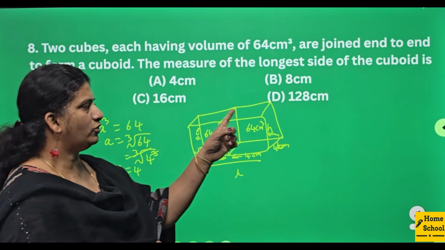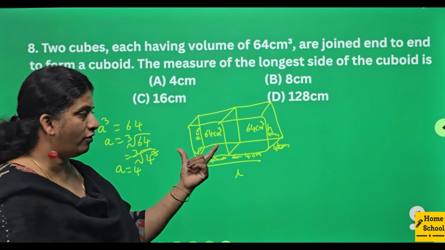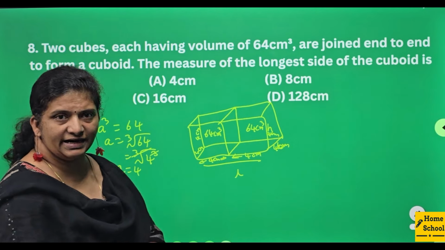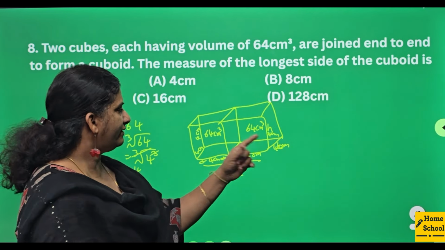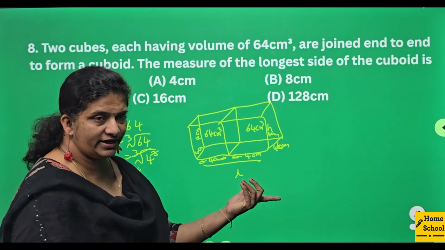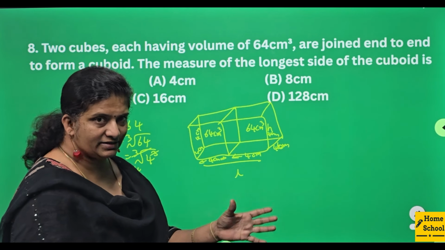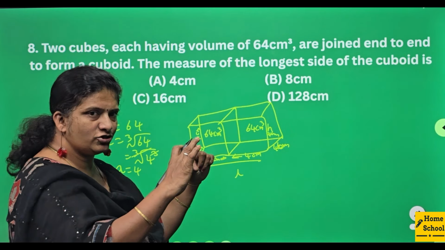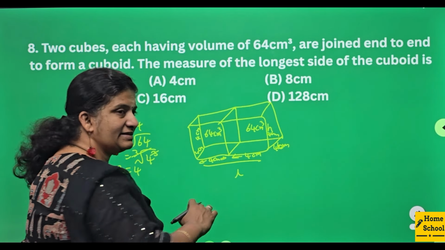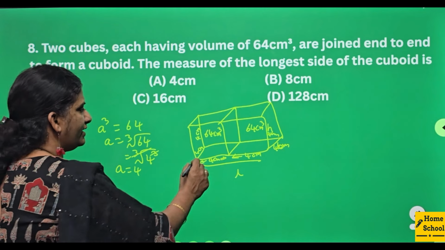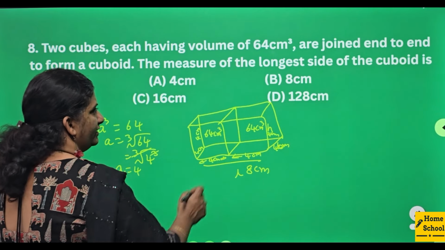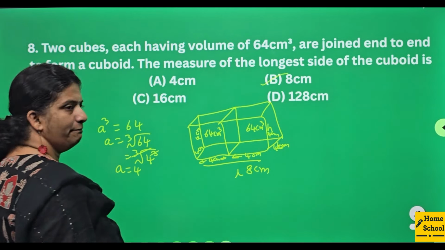Now observe, when two cubes are joined to form a cuboid, which is the longest side is your question. Breadth as it is there, it does not change. Height, it does not change. Whereas length, see if I join like this, length increased, length doubled. That is 4 plus 4, it will be 8 centimeters. Go with option B.